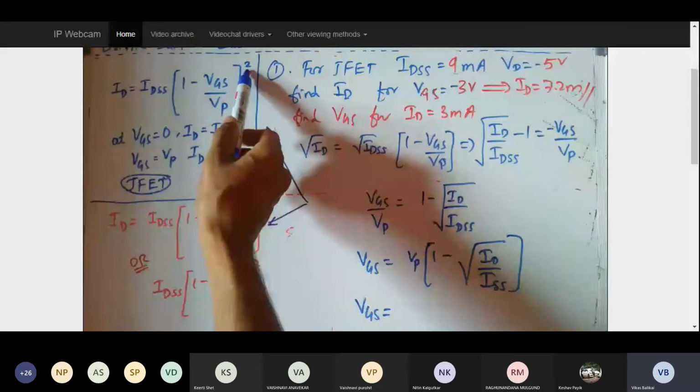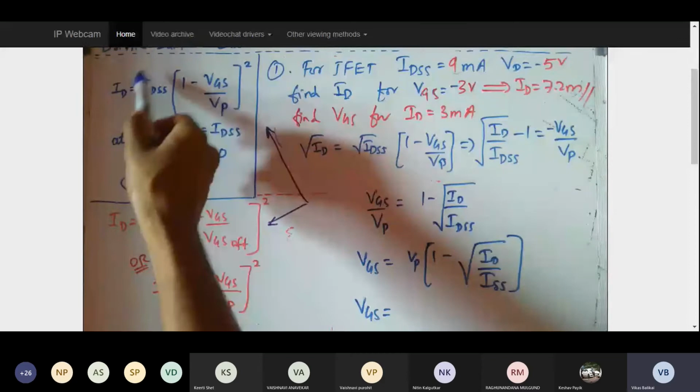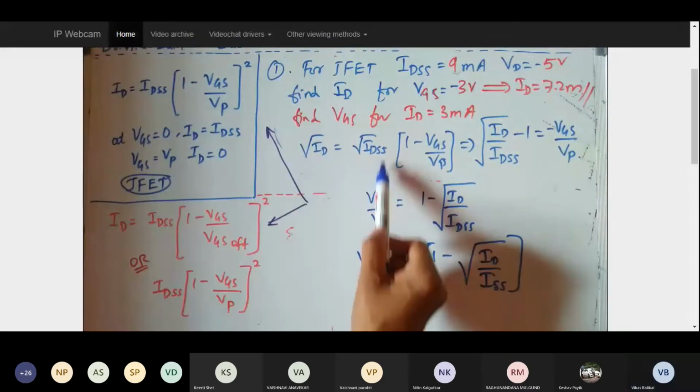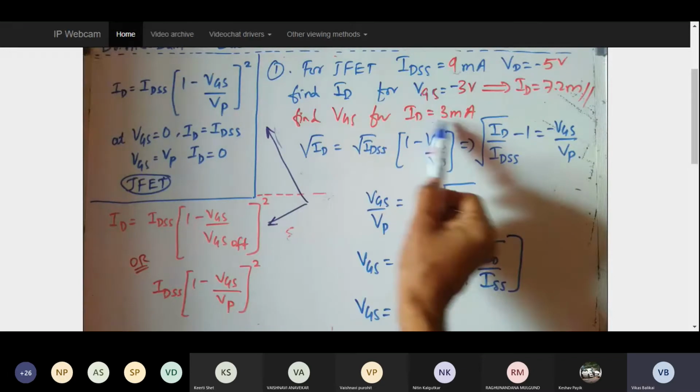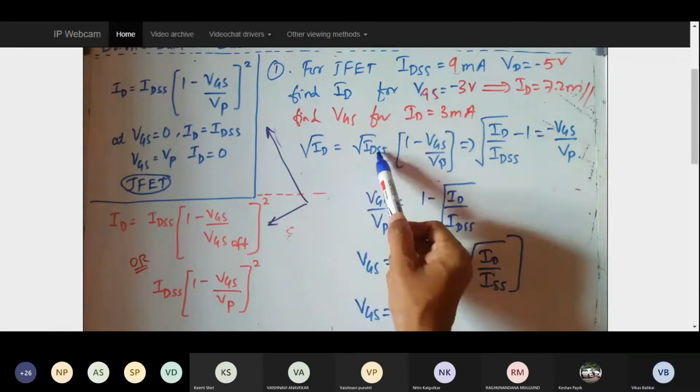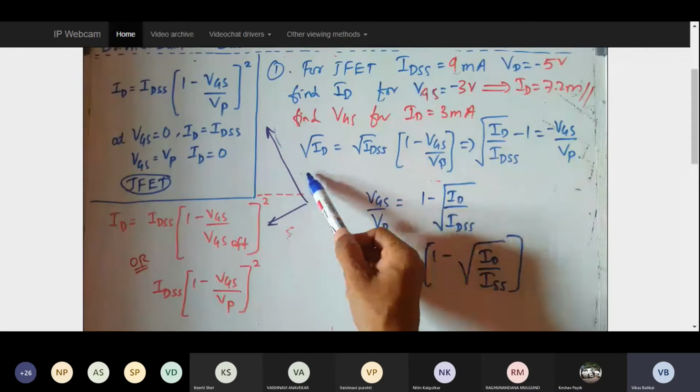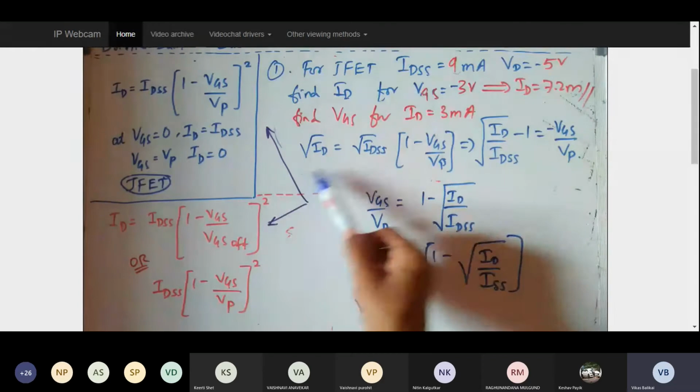So here the square root comes on IDSS. When I apply the square root, the square root and square cancel, and only this term remains. Then I'll bring this IDSS down to the denominator on the LHS. So that will make ID upon IDSS, and I'll bring this 1 to the LHS.